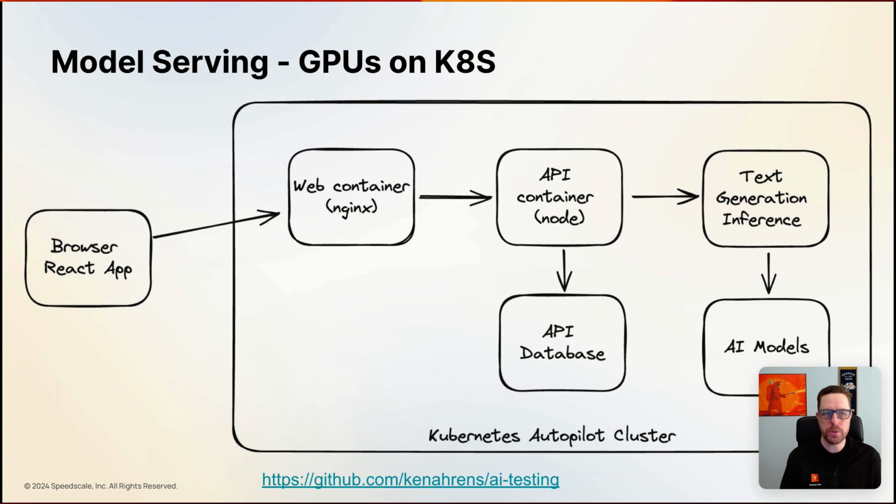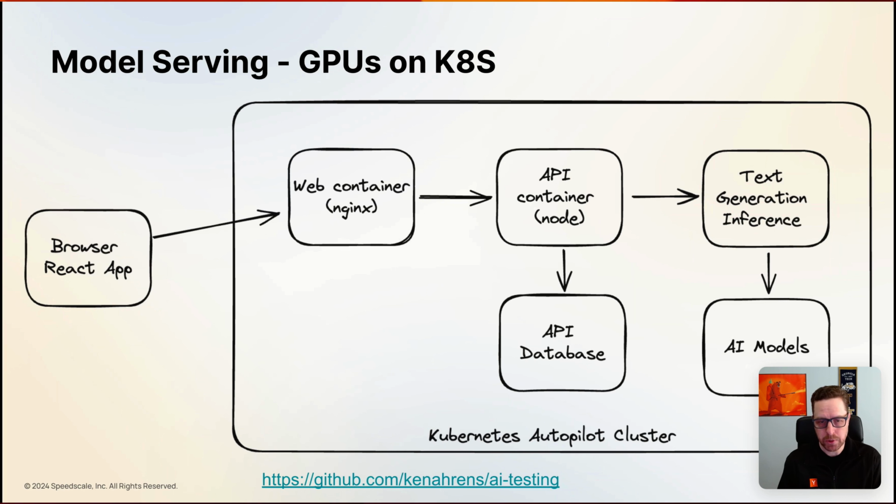So I have an open source project that I'll share here, and it's got a couple of different containers. There is a React user interface that's being served off of Nginx. There's an ingress into the cluster so you can see it from the browser. The backend API is written in Node.js.